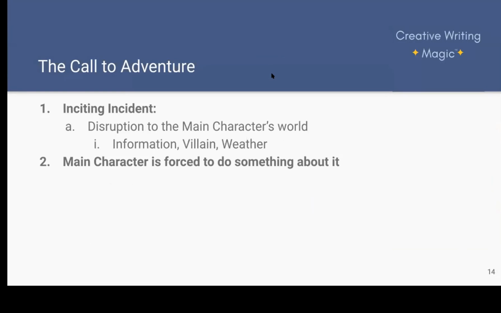So the next item is the call to adventure. So you can think of this as the inciting incident, and it's a disruption to the main character's ordinary world. So this could be any type of disruption. Typically, new information comes in, a villain enters the scene. In the Wizard of Oz case, a weather event disrupts the main character's world. And the idea here is that the disruption comes in, but the main character is now forced to do something about it.